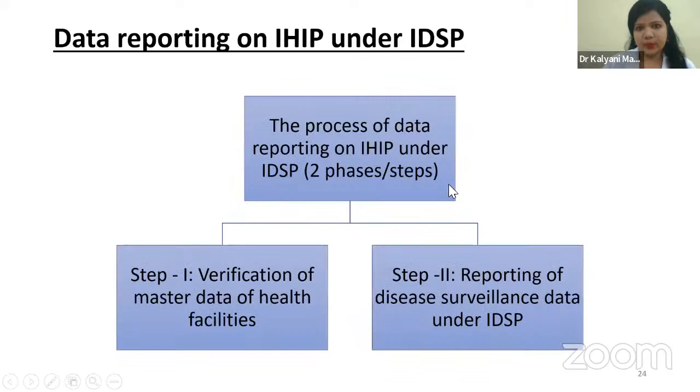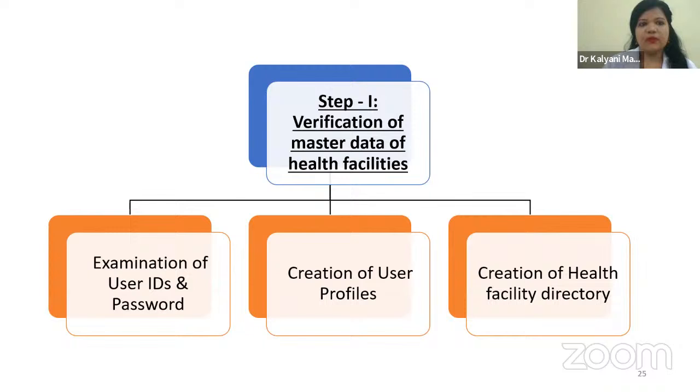Coming to the data reporting on IHIP under IDSP. The process of data reporting on IHIP under IDSP consists of the following two key phases, which need to be followed subsequently in a continuous manner. Step one is the verification of master data of health facilities, and step two is reporting of disease surveillance data under IDSP. Coming to step one, during this one-time activity, the following steps are to be performed before initiating the reporting on IHIP.